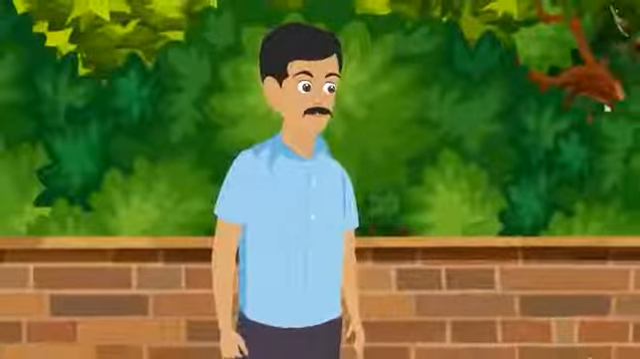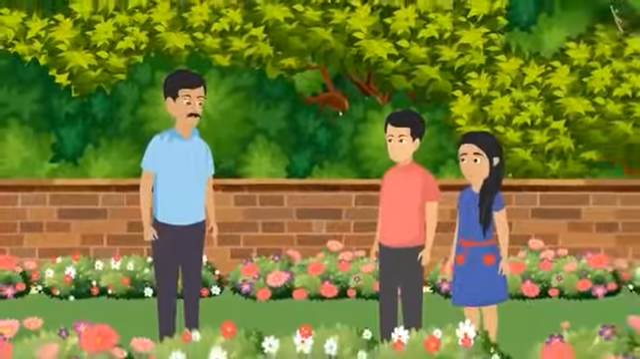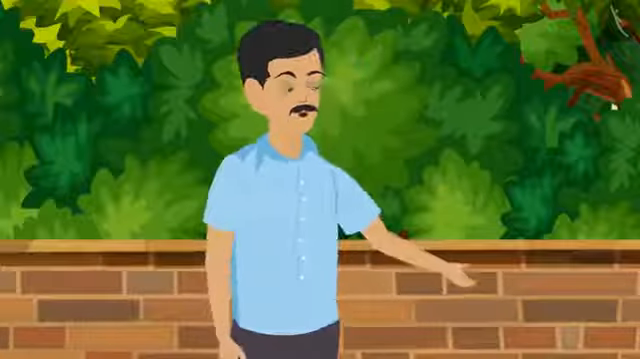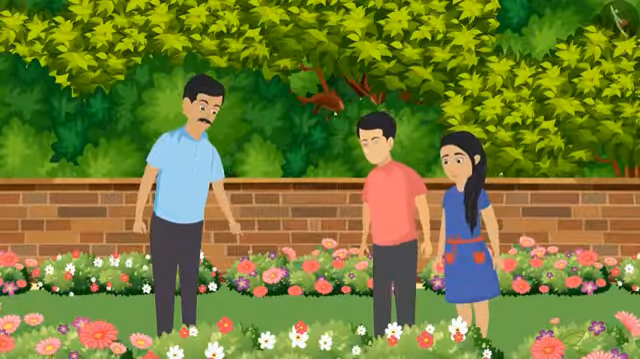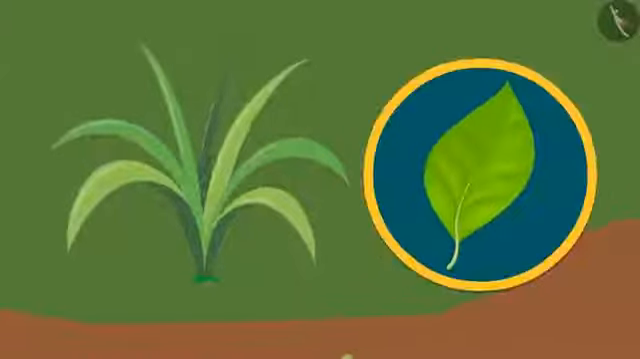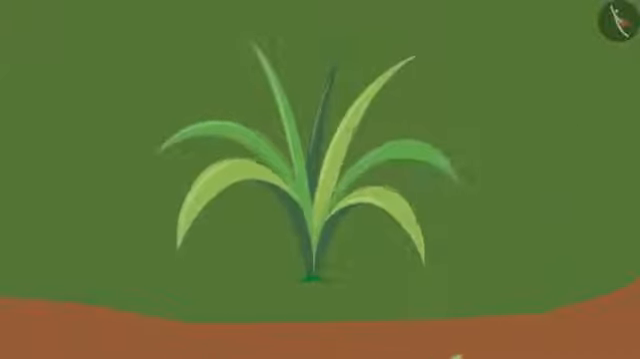Sundar uncle, who was listening to them from some distance, comes and helps them. The way both of you think is wonderful. Let me also tell you something. Have a look at these. Grass leaves. These are different from other leaves. These are thin but longer. Their leaf venation is parallel.